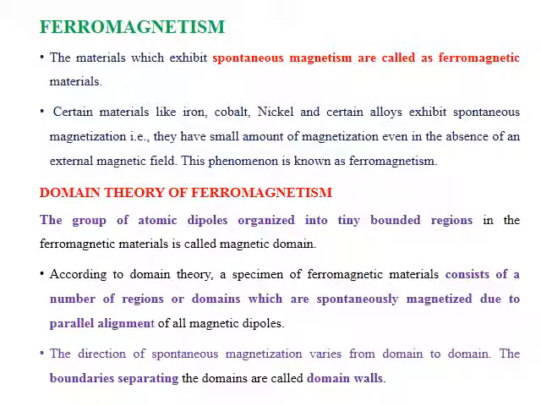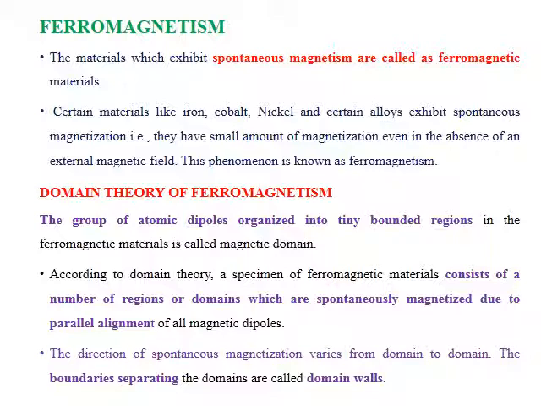the magnetization property of a ferromagnetic material. So let us discuss ferromagnetism. The materials which exhibit spontaneous magnetization are called ferromagnetic materials. Certain materials like iron, cobalt, nickel and their alloys exhibit spontaneous magnetization, that is, they have a small amount of magnetization even in the absence of an external magnetic field. This phenomenon is known as ferromagnetism. So the phenomenon of spontaneous magnetization even in the absence of an external magnetic field is termed ferromagnetism.